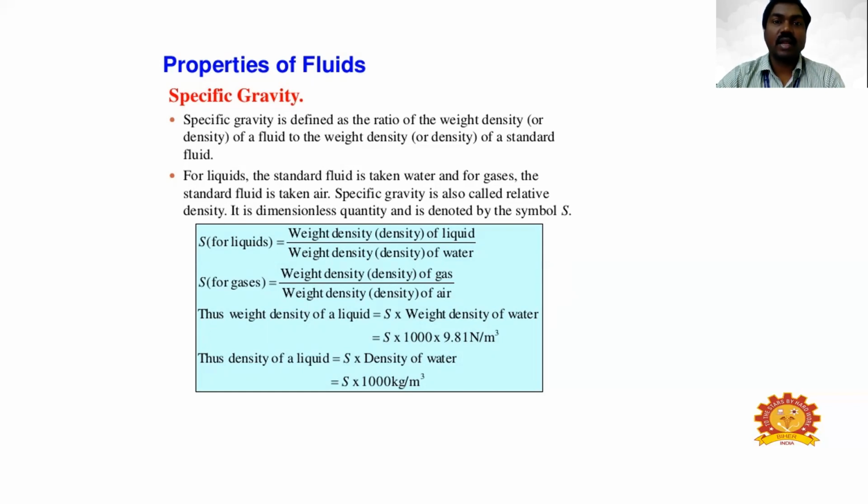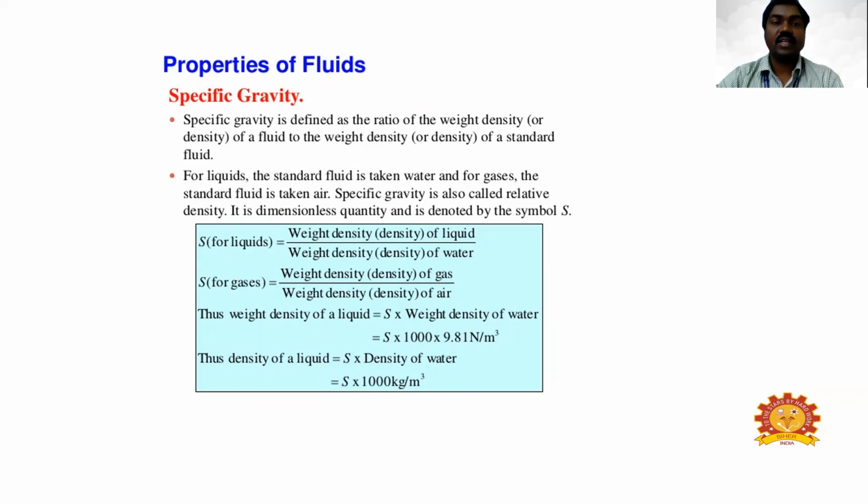Specific gravity is also called relative density. It is a dimensionless quantity and is denoted by the symbol S. So S for a liquid equals the weight density of the liquid divided by the weight density of water. We are going to separate it for liquid and gas. For gases, it is the weight density of the gas divided by the weight density of air.